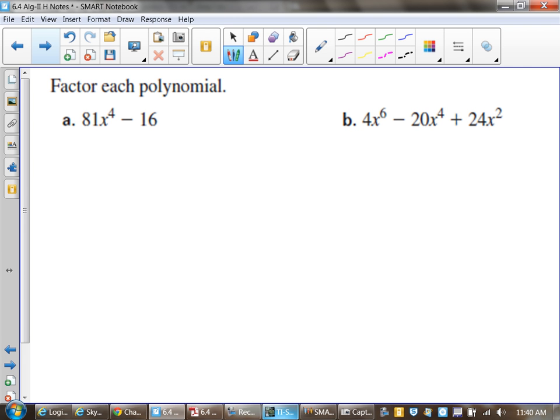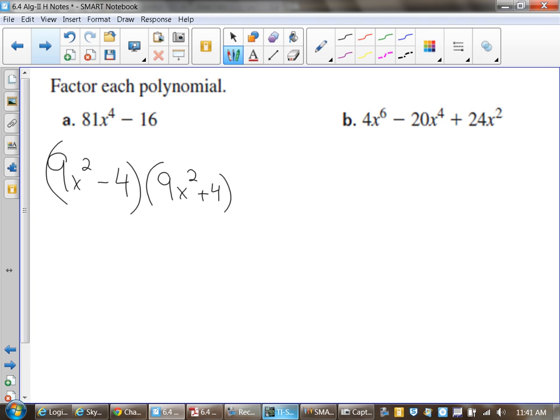Let's see. 81x to the 4th minus 16. That's 2 terms, right? It's got a subtraction symbol here. When I start seeing that, shouldn't I be asking myself, is the first term a perfect square? What is it? 9 times 9. 9x squared. Good. Is 16 a perfect square? Yes. What's the square root of 16? 4. And we already agreed that it was x to the 4th.